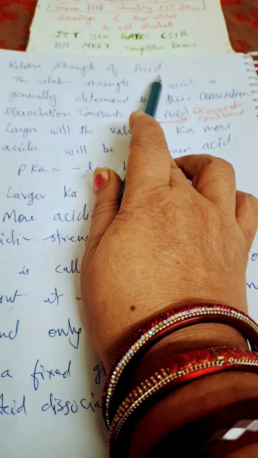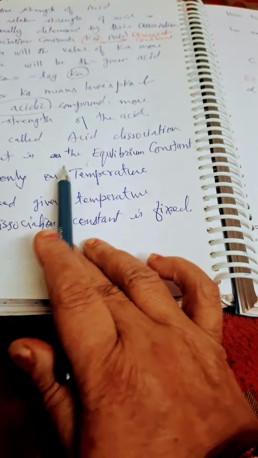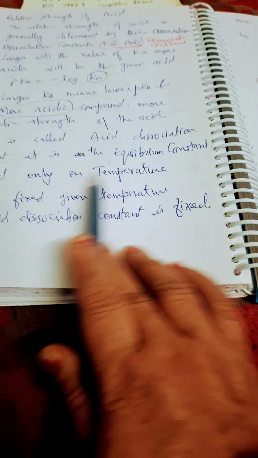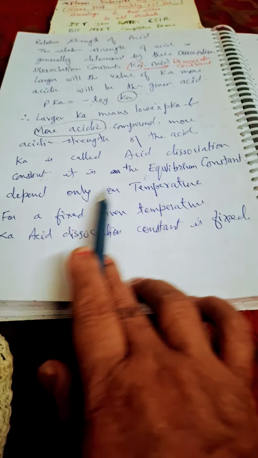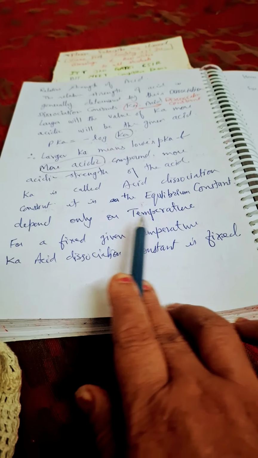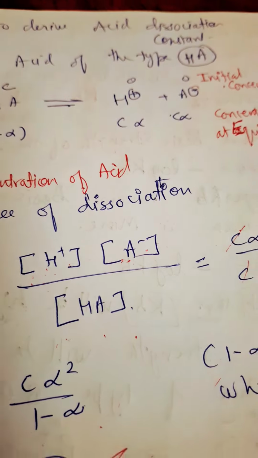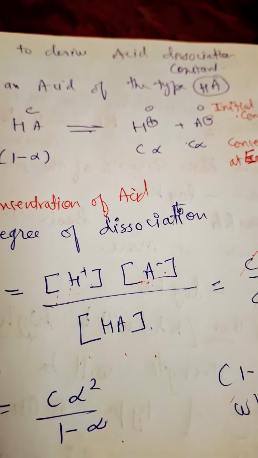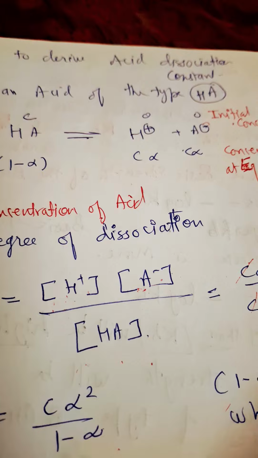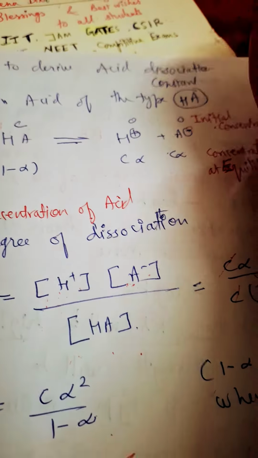Ka is called the acid dissociation constant, or actually an equilibrium constant, and it is governed only by the temperature. At a fixed temperature there is a fixed acid dissociation constant. Now, how to derive the acid dissociation constant? Suppose we are taking an acid, HA is the name of the acid. Now what will happen over here?